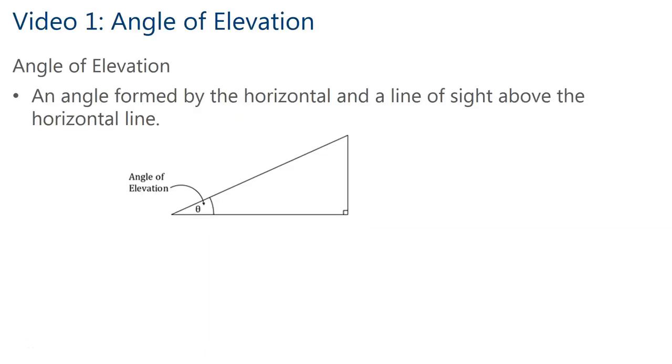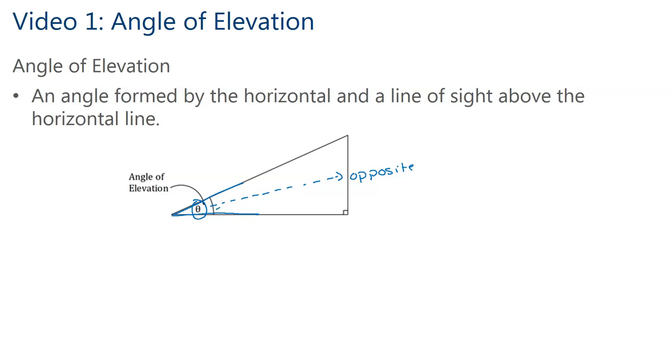Now the angle of elevation is the angle formed by the horizontal and the line of sight above the horizontal. So this angle here in between these two lines is called the angle of elevation. Now theta is the symbol we use to represent the angle, just like we use x to represent a missing side length. Now the side length that's across from the angle theta is called the opposite.